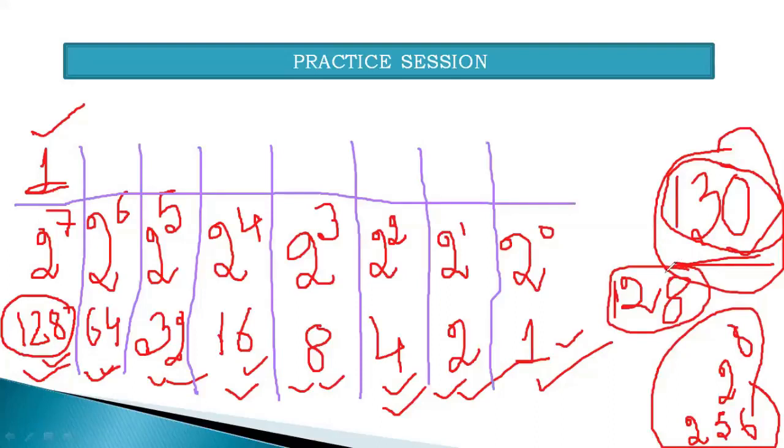Can anyone say by unmuting yourself or through the chat box? How many rupees are required now to complete it to 130? Sir, 2. Very good. So the answer is 2. You can see here, I am having one denomination of 2 at the second position. So I will use this coin. The coin at the second position was utilized.